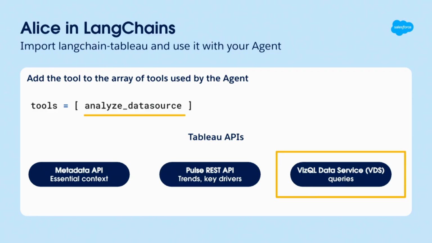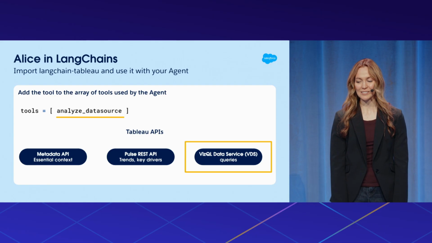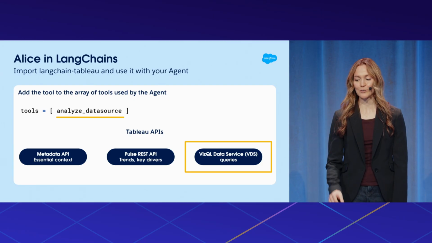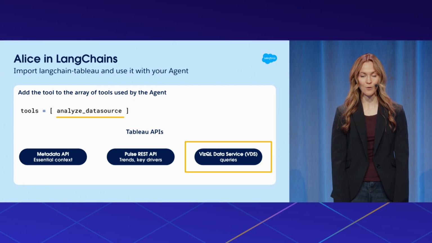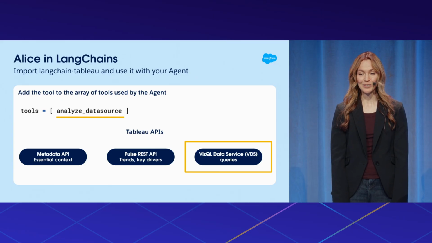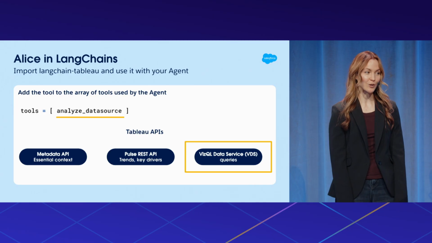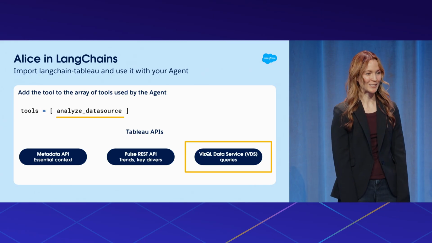All right, coming back, now we're going to assign those tools. So tools equals, that's where you're going to use that analyze data source. That's how we're going to get that tool that we're going to use. And remember, you're using the VizQL Data Service, the VDS, so it can query our data sources and give us information.